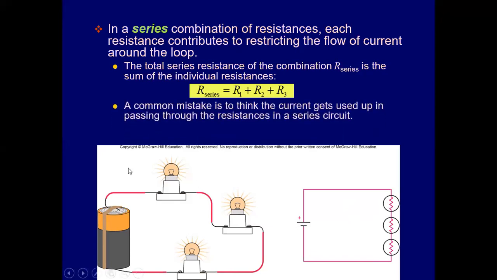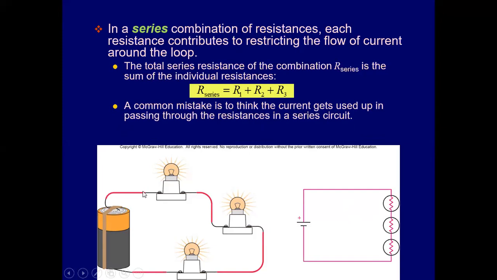Okay, so what happens to the current when it goes through the first bulb? So let's say this is the first bulb. Whatever current comes through here from the battery will flow through the first bulb, and then it will flow through the second one and the third one. So do you think some current will get used up?